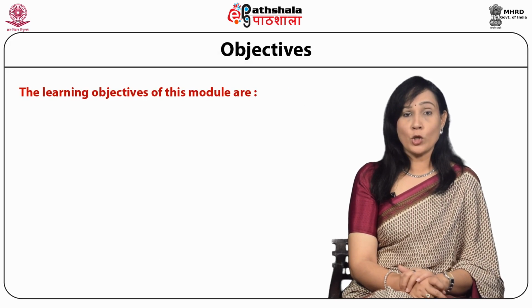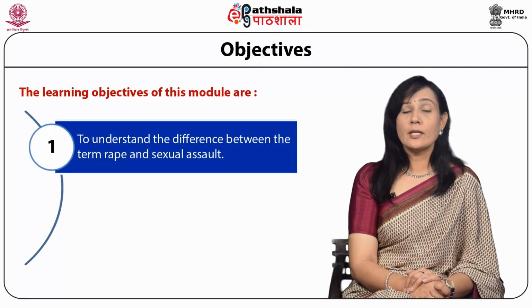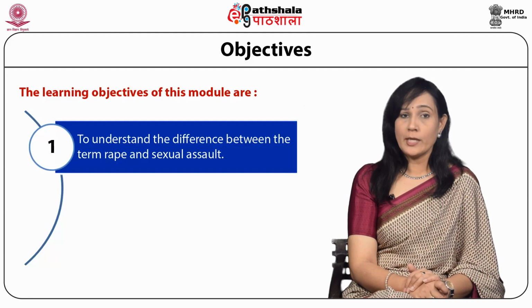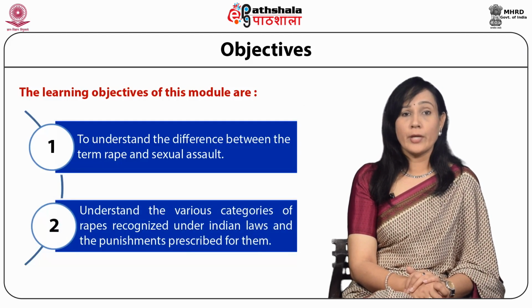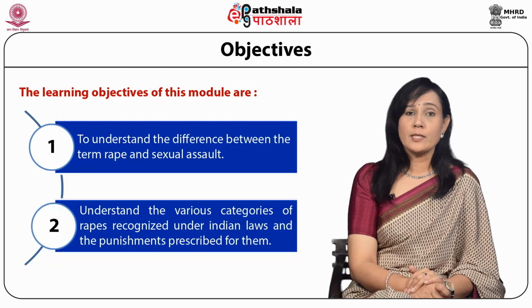The objectives of this module are: first, to understand the difference between the term rape and sexual assault, and secondly, to understand the various categories of rapes recognized under Indian laws and the punishments prescribed for them. So broadly speaking, we have the following categories of rapes under Indian laws. The first category is statutory rape, then marital rape, then there is custodial rape, then we have gang rape, brutal rape, digital rape and incestuous rape.